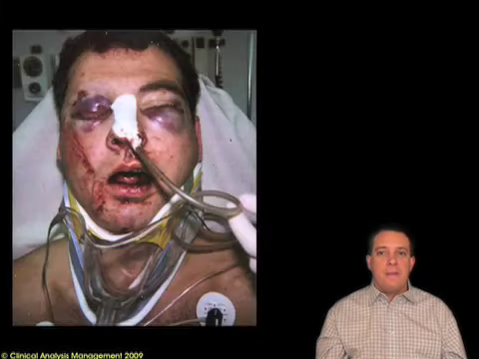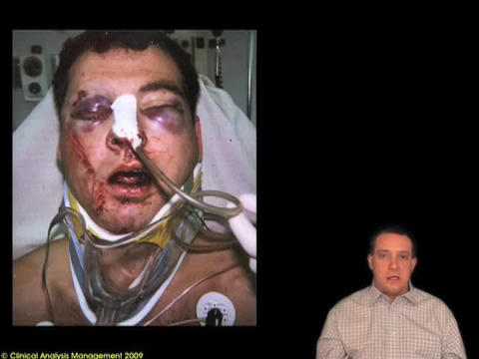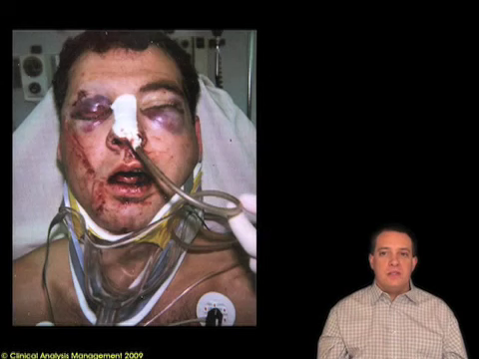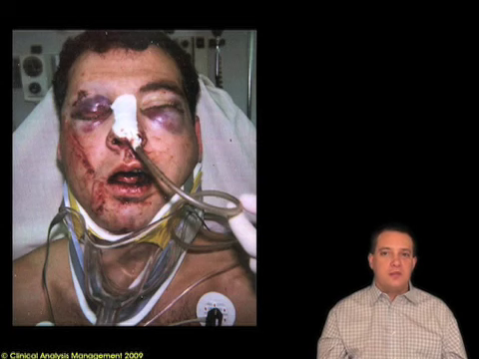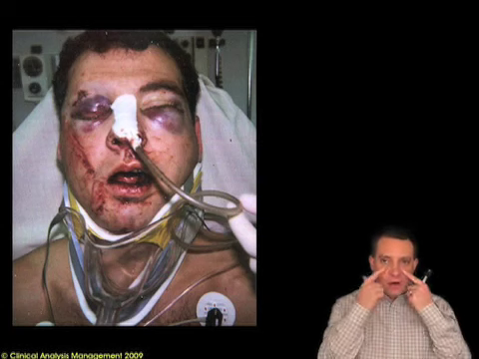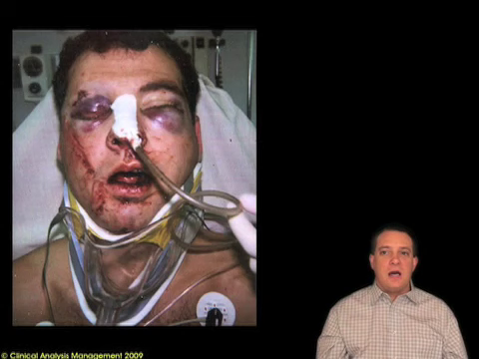Okay, when we talk about management of basilar skull fractures, probably the biggest thing that we need to remind ourselves is that we don't want to stick anything in their nose. This is a picture right here of a bad situation. This gentleman obviously has a basilar skull fracture, as evidenced by the fact that he's got profound raccoon's eyes, but yet he's got an NG tube sticking in his nose.